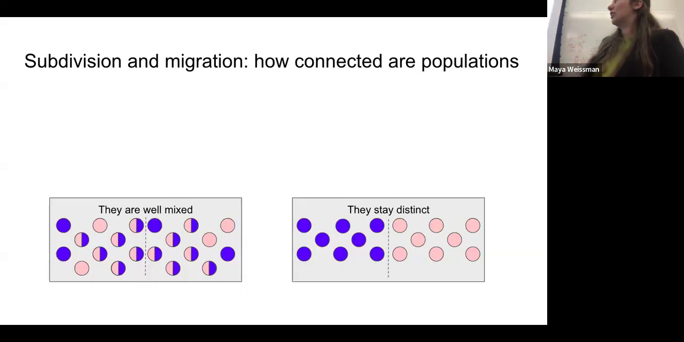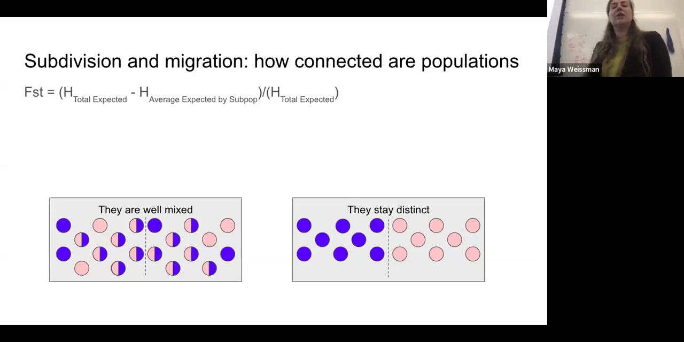We're going to return to Hardy-Weinberg to do that. FST is a common population genetics measurement of how distinct populations are, and it leverages this Hardy-Weinberg expected heterozygosity to tell us whether populations are distinct or well mixed. FST stands for the fixation index, and it's going to be the total expected heterozygosity minus the mean expected heterozygosity for each subpopulation, divided by H total expected.